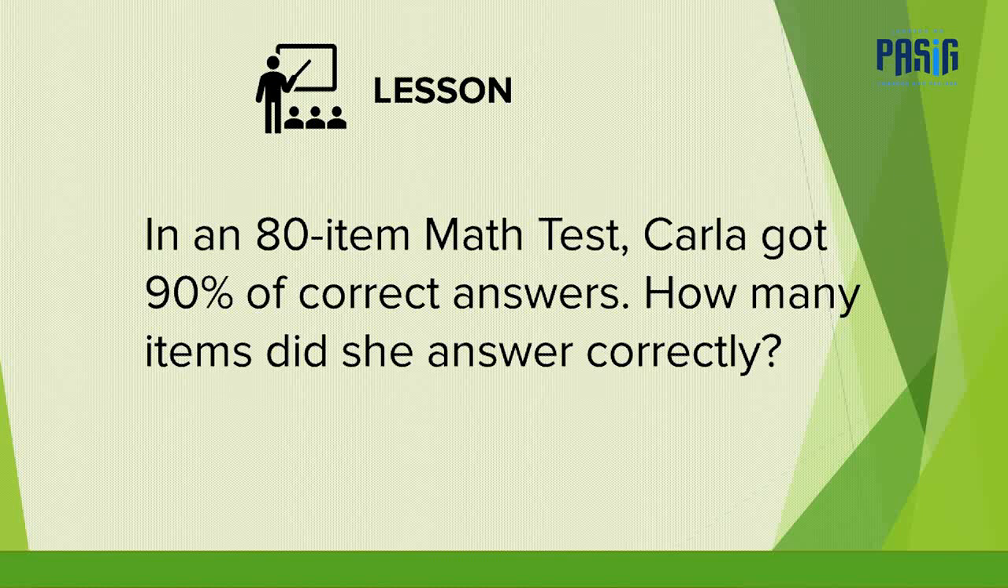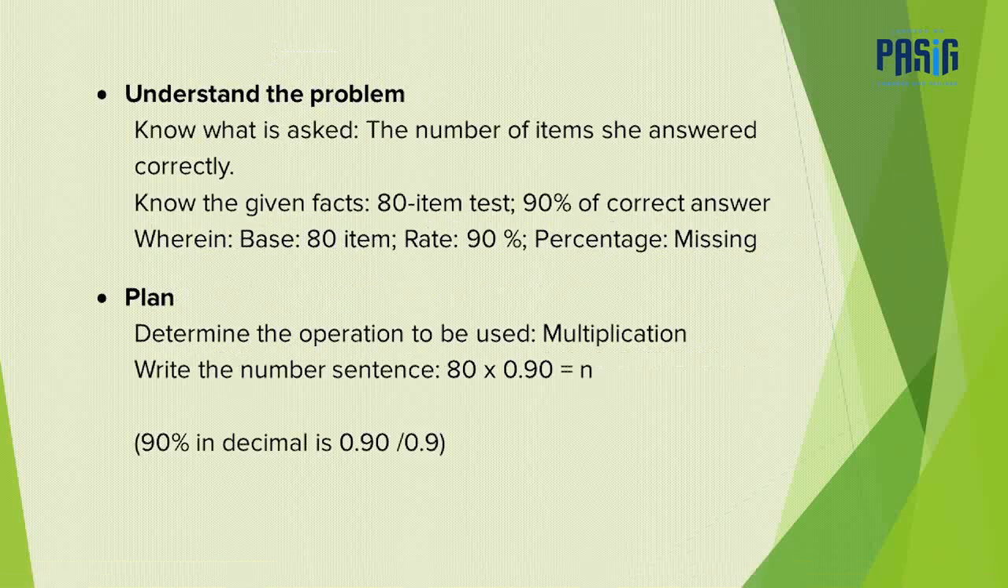Let us study them. The first step is understand the problem. Under it, you should know what is asked. In the problem, what is asked is the number of items she answered correctly. Next, know the given facts. The given facts are the 80-item test and 90% correct answers, wherein the 80-item test is the base and the 90% is the rate. So it means the missing is the percentage.